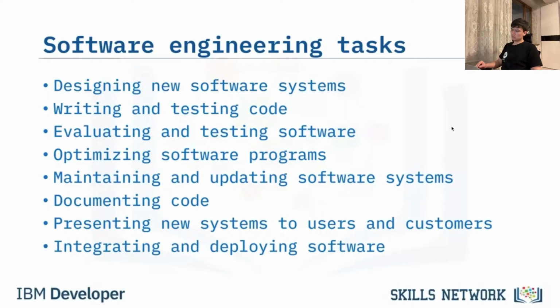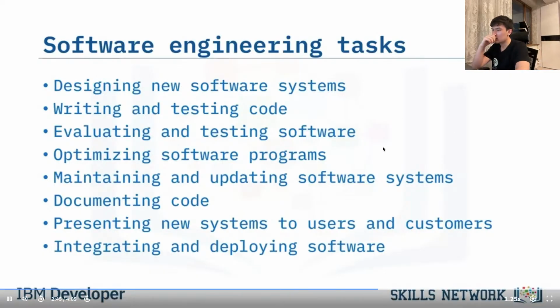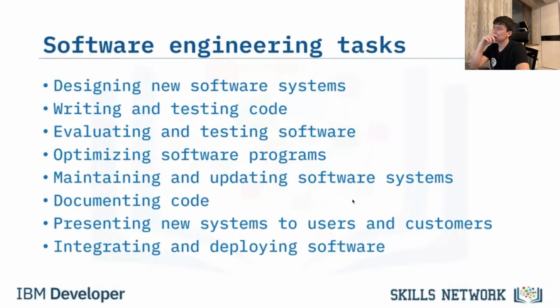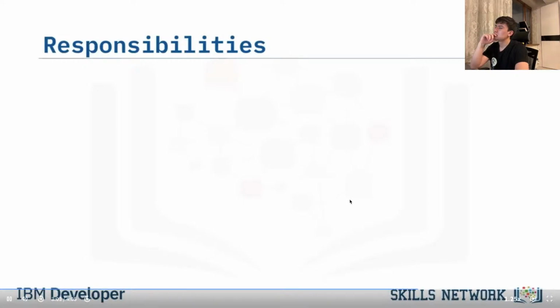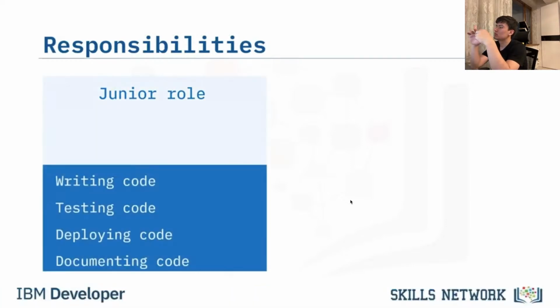And some software engineers, such as DevOps practitioners, also integrate and deploy their code onto the underlying infrastructure. As well as building your own systems, you'll also be testing, improving, and maintaining software built by your colleagues. The responsibilities of a software engineer are as many and varied as the tasks which they undertake. In a junior position, you are likely to start out with a limited set of responsibilities focused on writing, testing, deploying, and documenting code, but as your career progresses, this will widen.